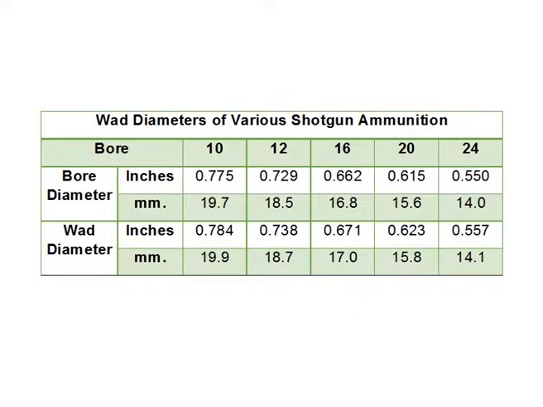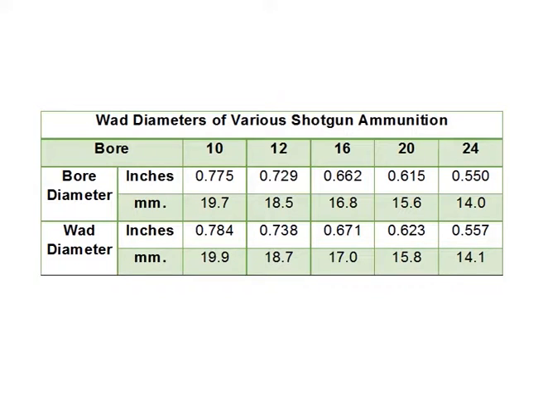Overpowder, undershot and overshot wads are made of special quality cardboard varying in thickness from about 2 to 3.5 millimeter. They are waterproof. They are slightly larger than the bore of the firearm for which they are intended. Wad diameters of various shotgun ammunition.